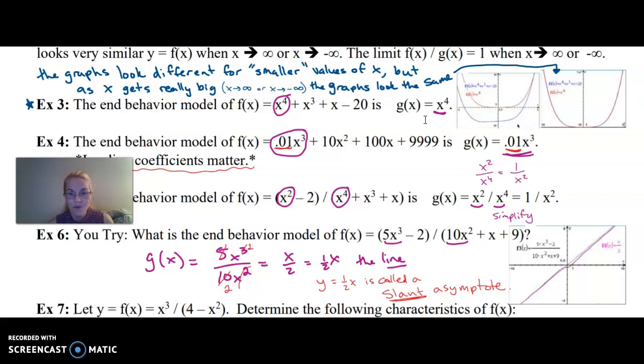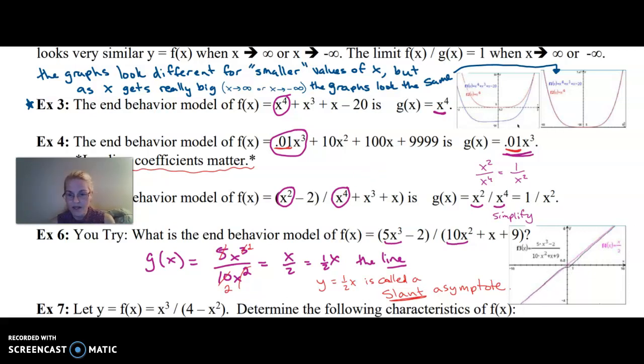For these guys, where the end behavior is polynomials or rational functions, we don't call those asymptotes. We only call linear end behavior asymptotes. And in this case, it's a slant asymptote. And I went ahead and graphed the two of them. And you can see as x gets bigger and bigger, or more and more negative, my function f approaches it.